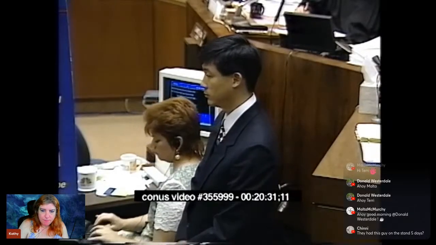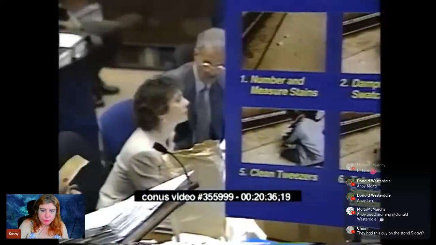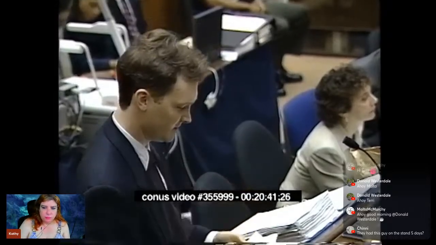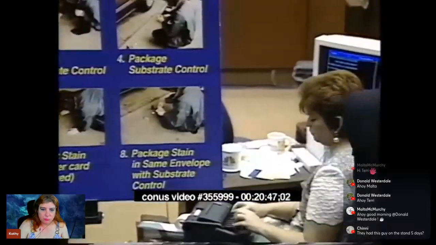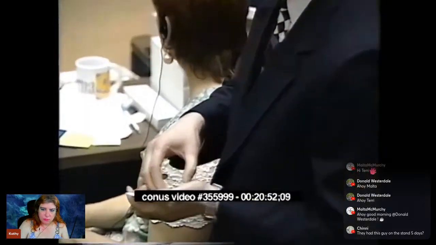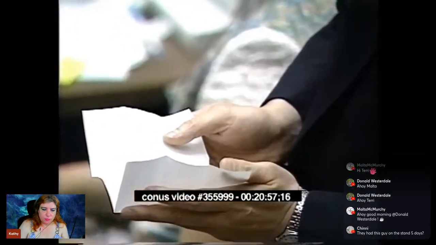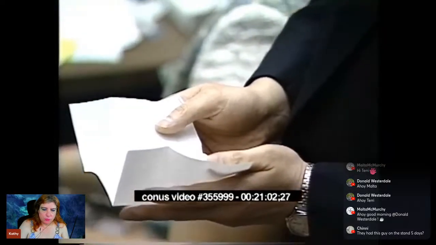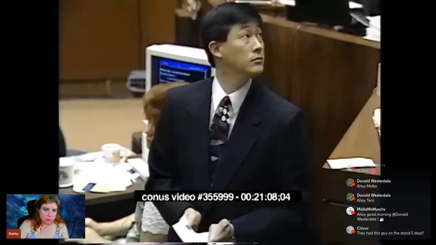Sir, I'd like to show you what we've marked as People's 163E for identification. It's a coin envelope containing a bindle. Can you open up that bindle and tell us what's inside of it? I'm opening up the bindle, unfolding it, and within the bindle are 3 cloth swatches. Your Honor, perhaps I can put this on the Elmo as well so that the jury can take a look at that. All right, let's give it a try.